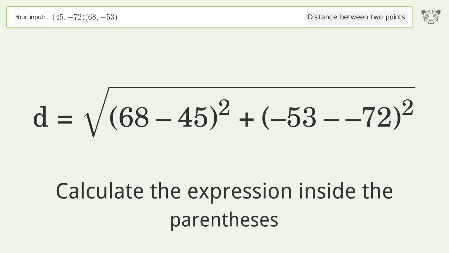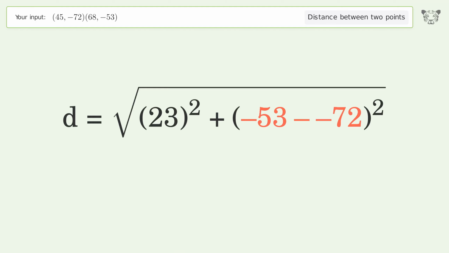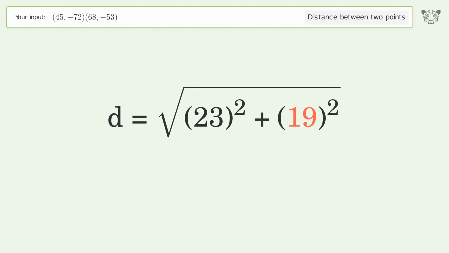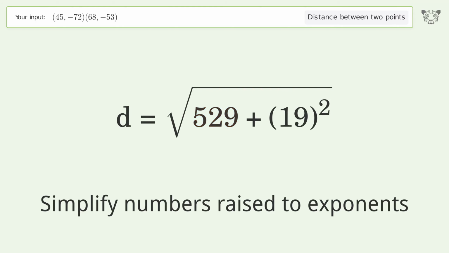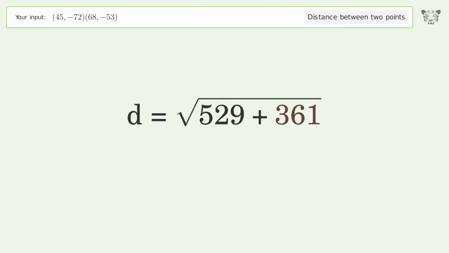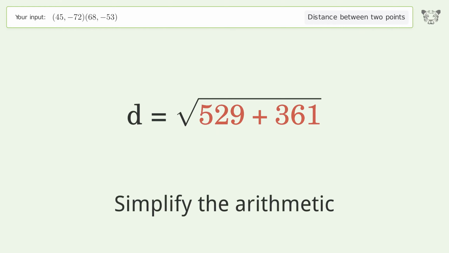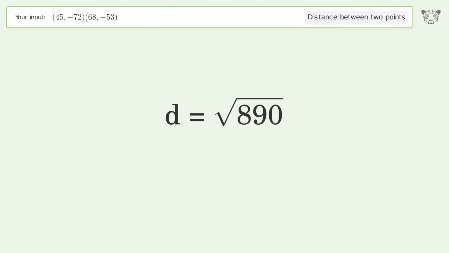Calculate the expression inside the parentheses. Simplify numbers raised to exponents. Simplify the arithmetic. And so the distance between the 2 points is the square root of 890, or 29.833.